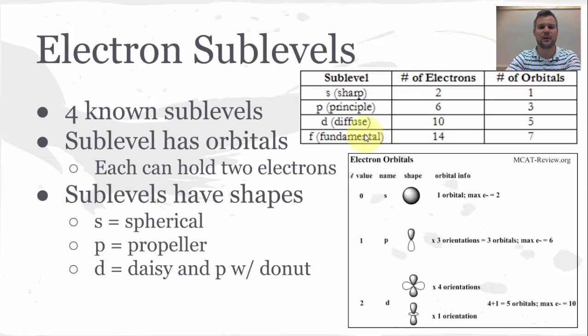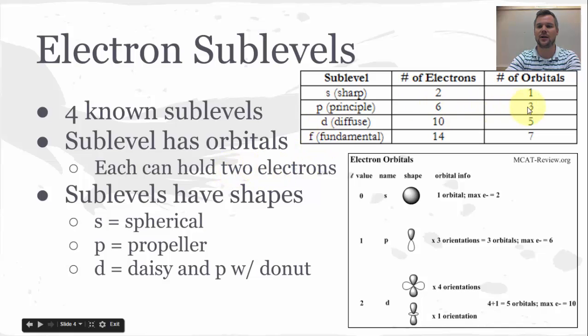So, sublevels. We saw those sublevel names, S, P, D, and F. Those are the ones that we actually have as far as most of the atoms we look at go. We don't go to G, even though it's theoretically predicted. We can see that the sublevels have different names. S stands for sharp, P for principal, D for diffuse, and F for fundamental. And then each sublevel can hold a characteristic number of electrons. The S can hold 2, and that's because it has 1 orbital, and each orbital can hold only 2 electrons.